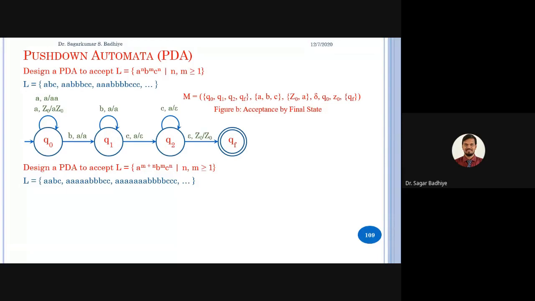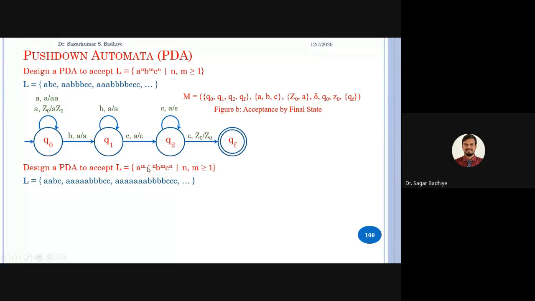So I hope all of you have marked push A in the stack, then for every B pop A, and after every input of C, pop A. Okay, good, Pradeep. Very correct. The logic given by Pradeep is very correct.